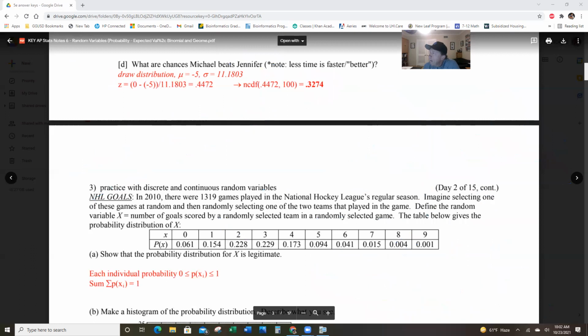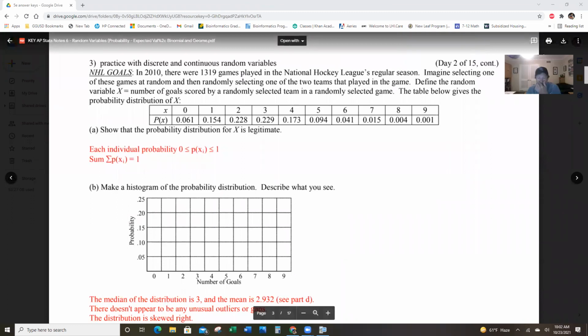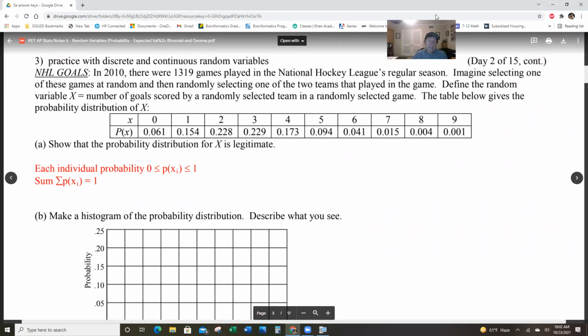Okay. Now we're going to flip over to discrete random variables. Discrete is a countable number of outcomes. Okay? And we're going to start, make this a little bit bigger. There, that's really big. We're going to start with the NHL goals. This is data from 2010. There were 1,319 games played in the National Hockey League regular season. Imagine selecting one of these games at random and then randomly selecting one of the two teams that played in the game. So define the random variable, the number of goals scored by a random team.